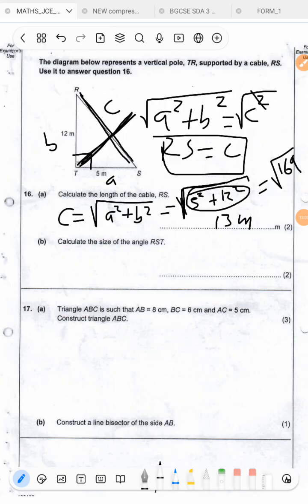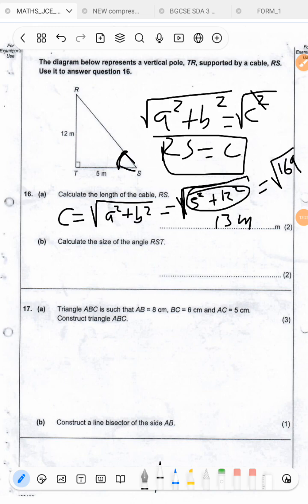Okay, then b says calculate the size of angle RST. All right, so here we're going to use what? SOHCAHTOA, trigonometry. Okay, all right, so what are we looking for? Angle RST. This is the angle that we're looking for.